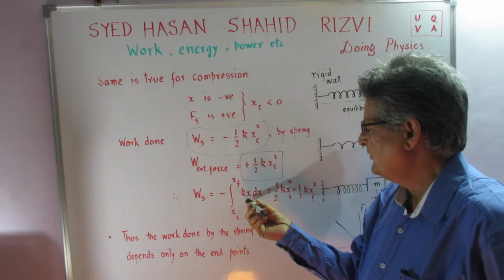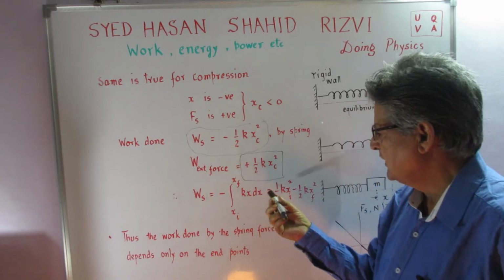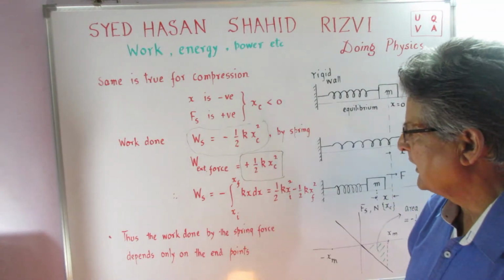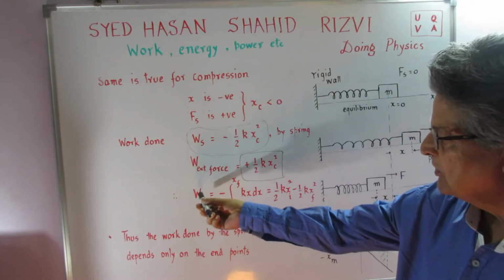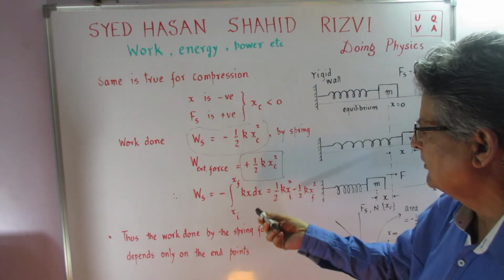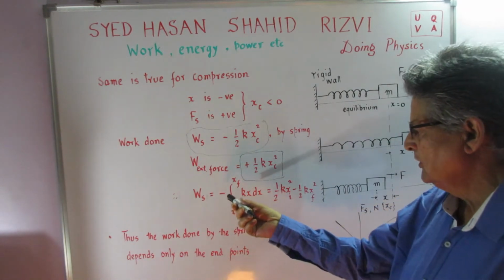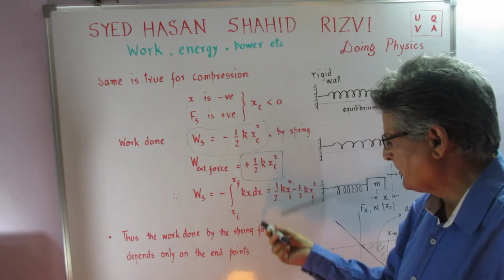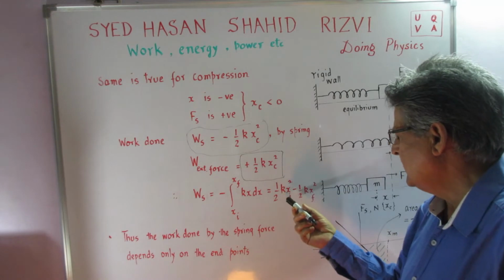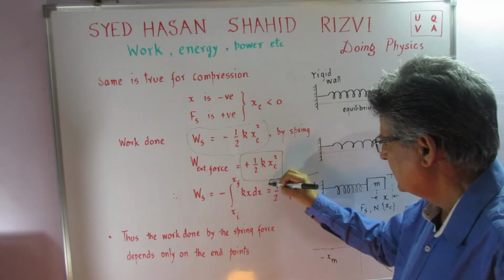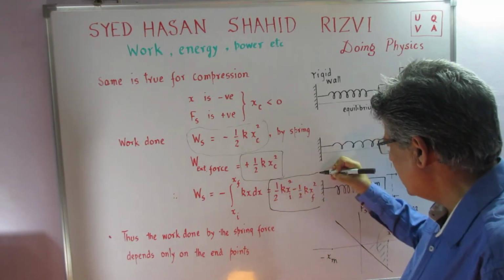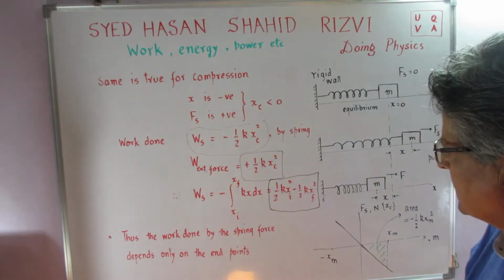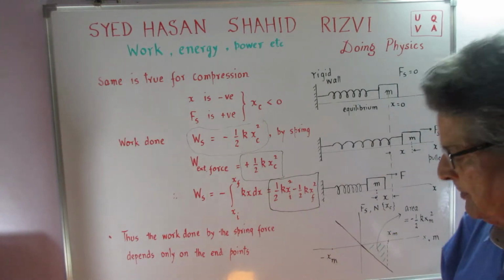the integral of kx dx, that is F as a function of x into dx, from an initial position xi to a final position xf. If I calculate the work done by the spring, it turns out to be equal to, and as I told you, k will be out, this is x squared by 2, and the limits are applied, xi and xf. Then I obtain this as half k xi squared, the initial position squared, and the final position squared.